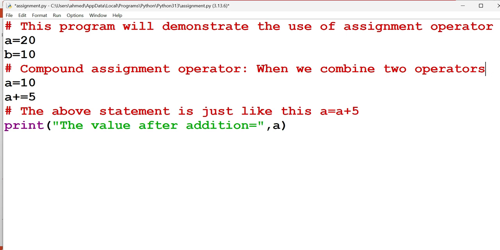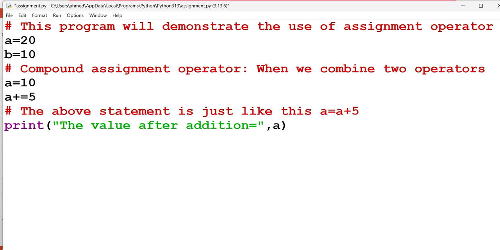When we combine two operators, it becomes a compound assignment operator. So we can write a plus assignment operator 5. This is similar to a equal to a plus 5, as we have discussed before. The above statement is just like this. Print the value of a after addition.